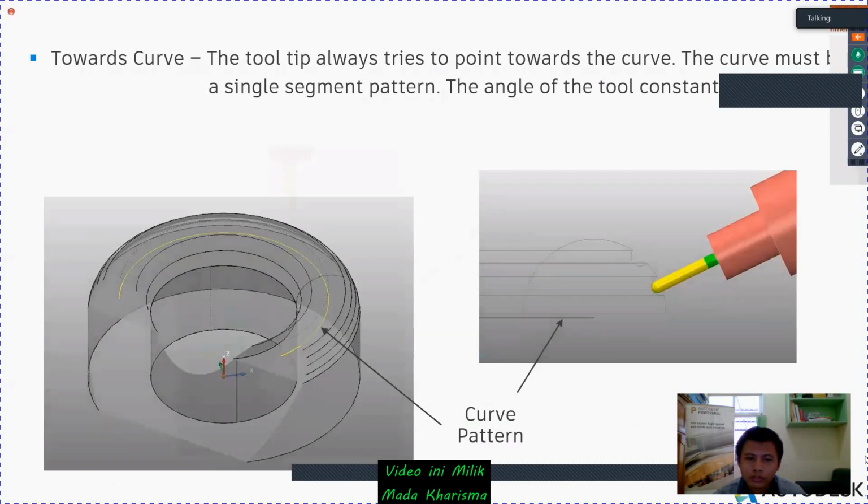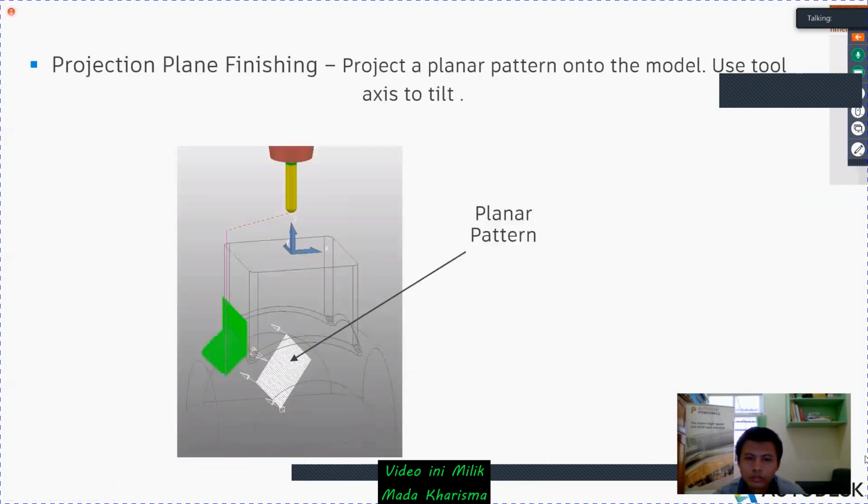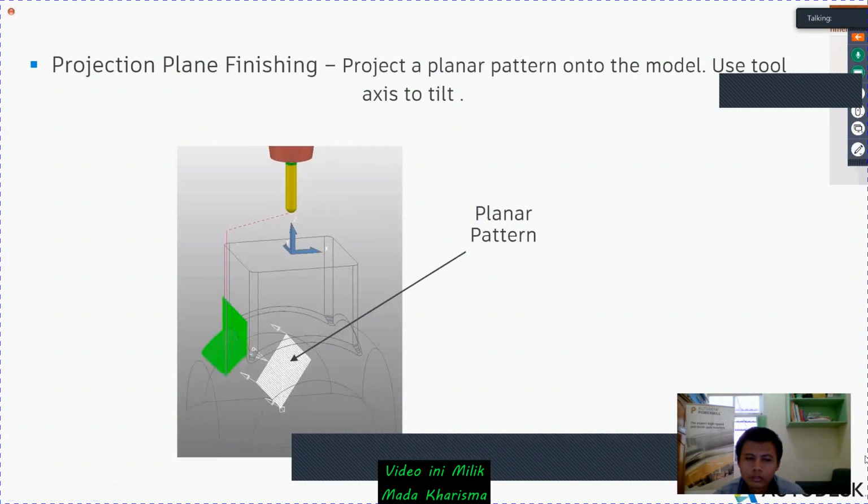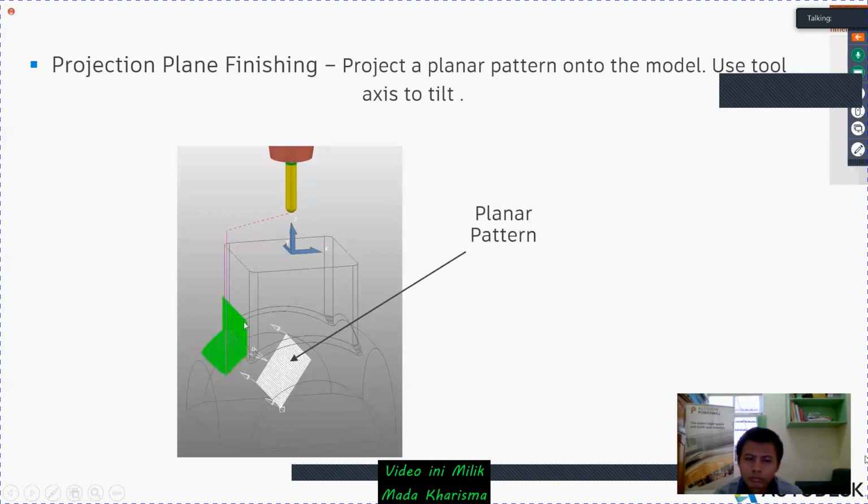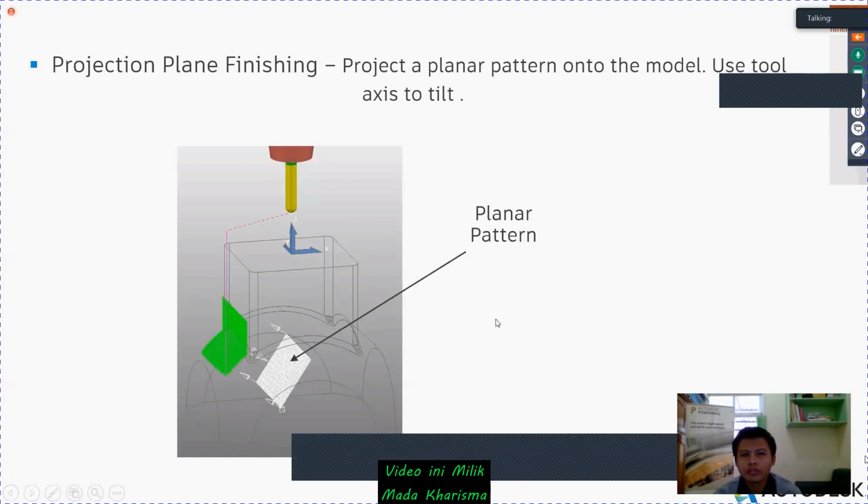Okay, towards point. So next one comes to the projection plane finishing. For this, it is not necessary to create a boundary or specify any kind of selecting surface like that. We are just creating a planar from the projection plane finishing strategy itself and creating the tool path. This is more useful when you are not able to create a boundary over that, or we cannot select a particular surface and control within the surface.